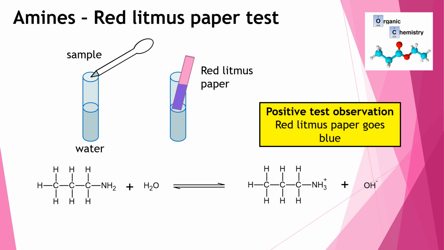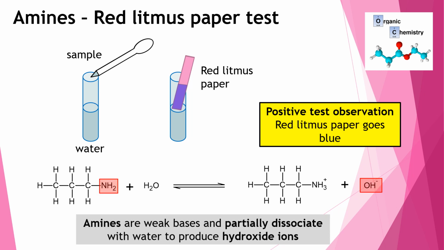Now the reason here is that when you add the amine to the water, it produces this hydroxide ion, and it's the hydroxide ion that reacts with the red litmus paper. So amines are weak bases and they partially dissociate when we put them in water, and they produce these hydroxide ions that then will turn litmus paper that blue color.